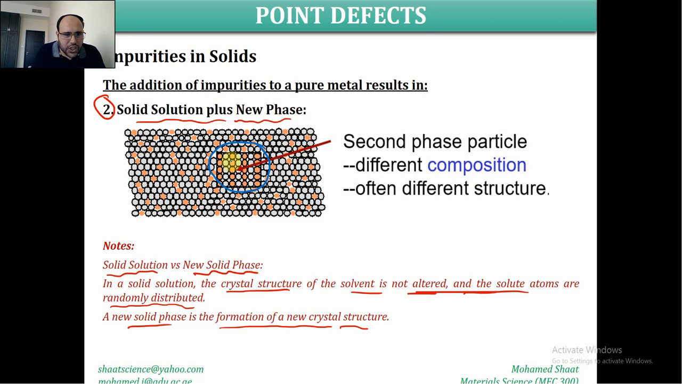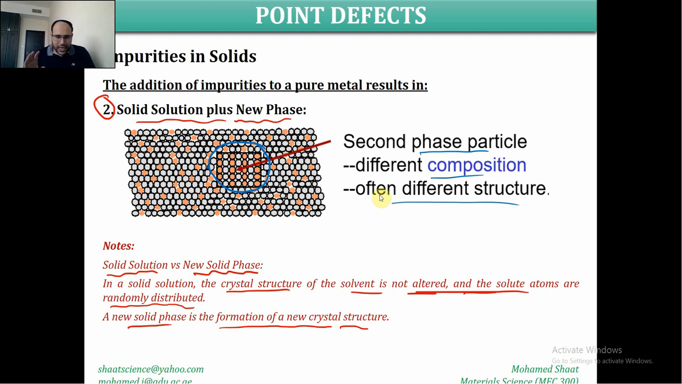So as you can see, these gray and orange atoms have a specific arrangement everywhere except within this part. Within this part, which is circled here, the atoms, both the gray atoms, which are the solvent, and the solute atoms, both have a different arrangement, forming another crystal structure. So this different thing forms another phase inside the material, with a different composition and often a different crystal structure, which forms a new phase inside this material structure.